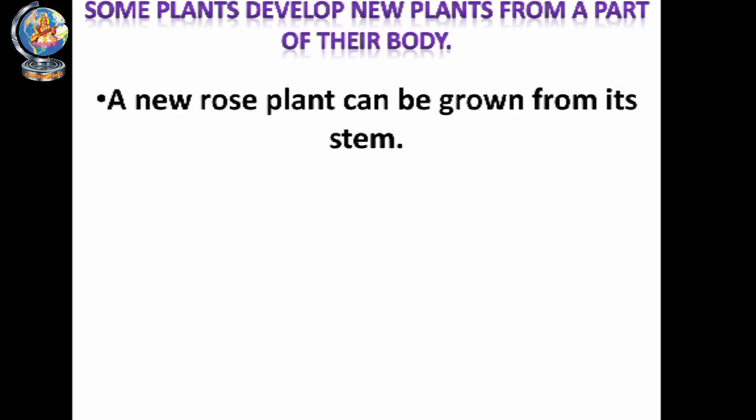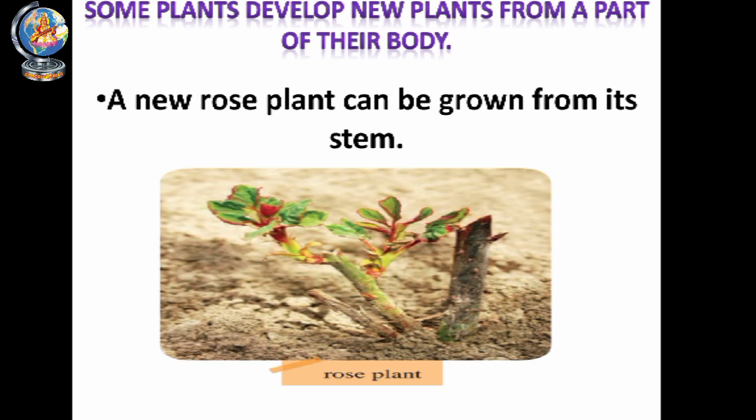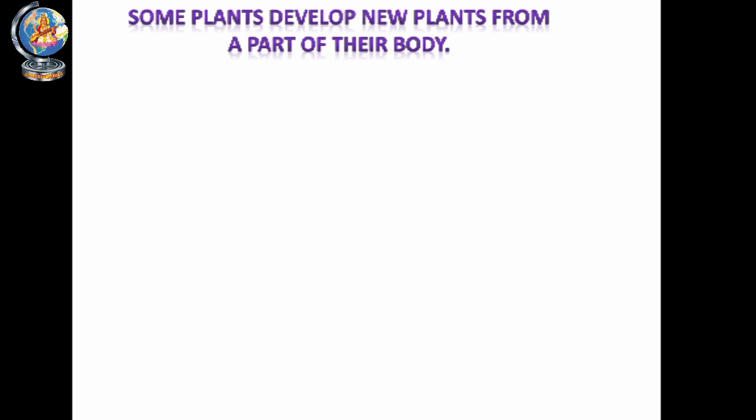So some plants develop new plants from a part of their body. See here, a new rose plant can grow from its stem, right? If you have a stem of a rose plant, a pot and good soil, you can grow a new rose plant just from the stem. Only one stem is required to grow a new rose plant. There are many examples. Let's see them one by one.